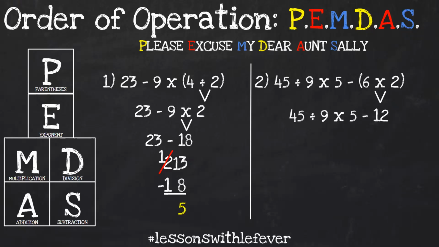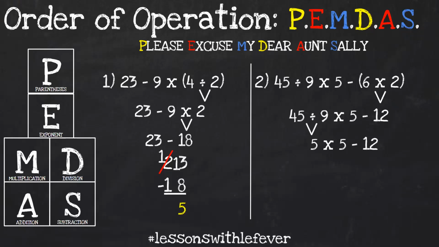Parentheses, nope. Exponents, nope. Multiplication, yes. Division, yes. So do I do 9 times 5? Or do I do 45 divided by 9? You guessed it, we divide first because division comes first in our expression. So 45 divided by 9 equals 5, and we drop down the rest of our expression. So now we're left with 5 times 5 minus 12.